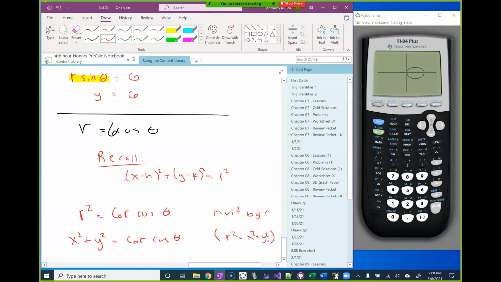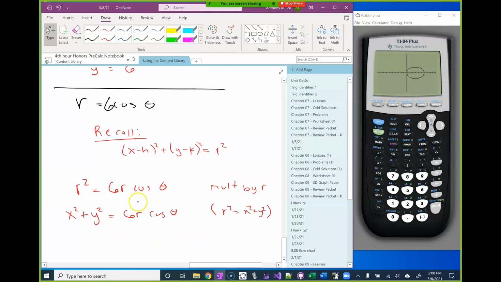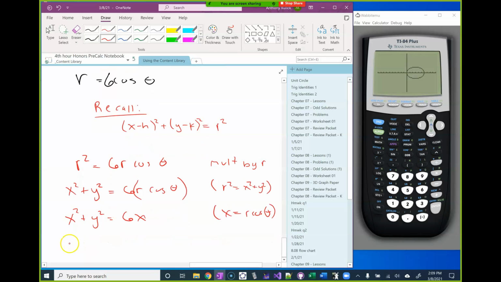So far, so good. And then r cosine theta, what is that? It's just x, right? Remember our things at the beginning? That was one of them. x is equal to r cosine theta. And now what am I going to do? Well, I'm going to subtract that 6x over, and I'm going to do completing the square.